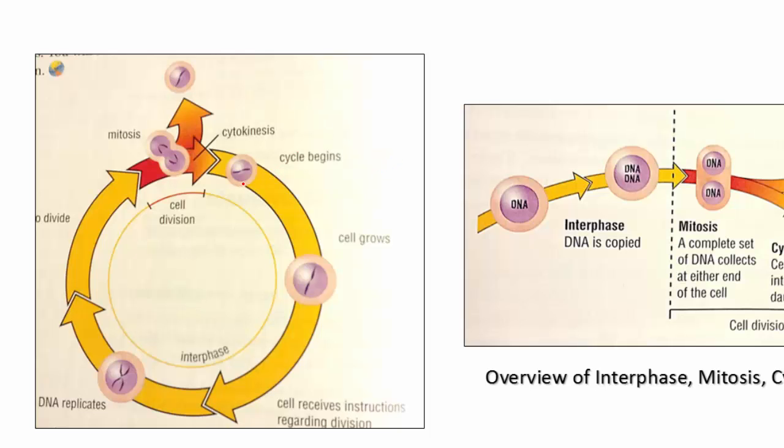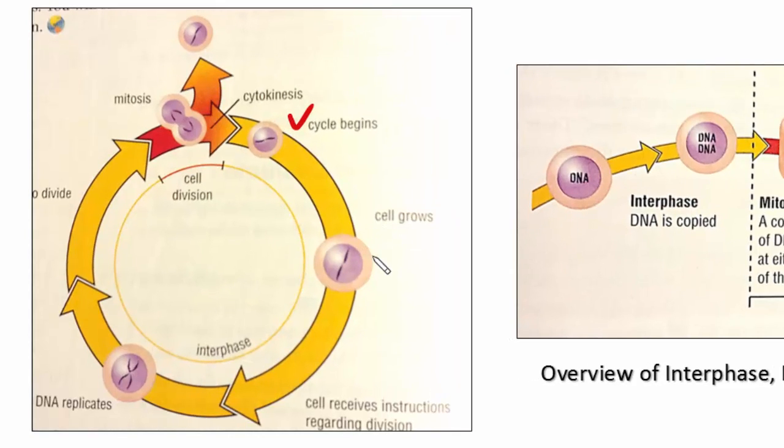And of course, I've lost my original labels. We don't need those anymore. So we're starting the cycle here, and as you can see, the cell grows. It will do various things throughout its life cycle, but at one point down here, before mitosis, it will duplicate that chromosome or its genetic material. And that's what we see here.